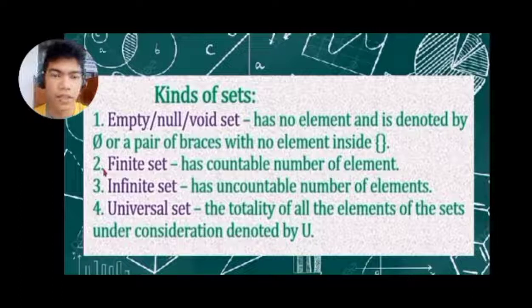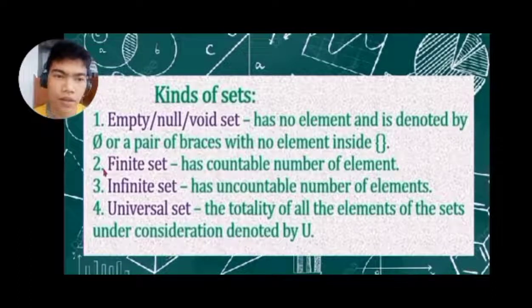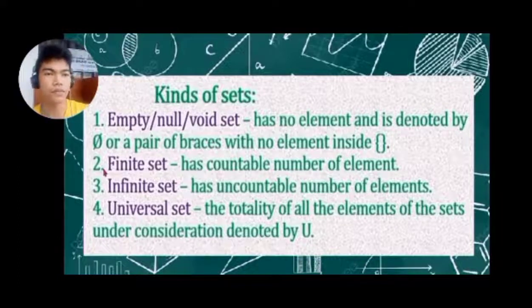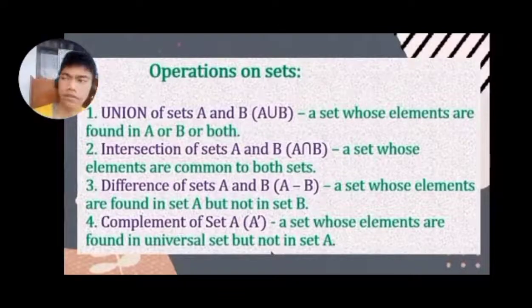So number 3 is infinite set. Infinite set has uncountable number of elements. Ibig sabihin walang hangganan. Kaya uncountable siya. So the universal set naman, the totality of all the elements of the sets under consideration denoted by this sign na parang U. Yun na nga. U. So next. So here are the operations of sets.